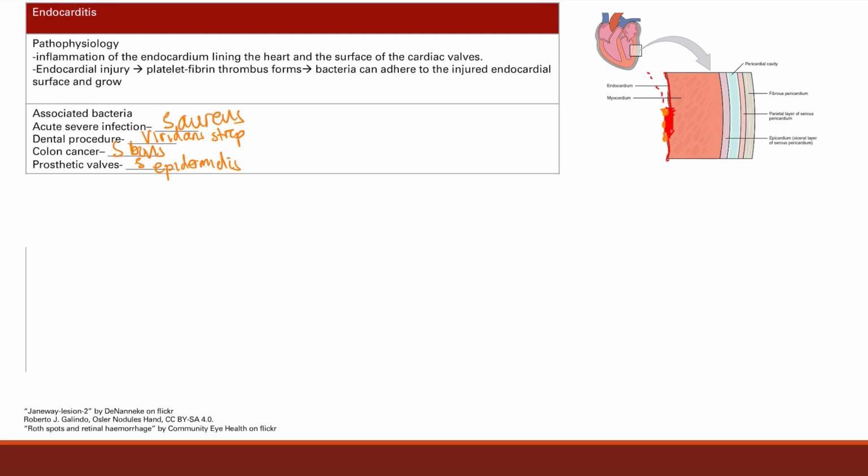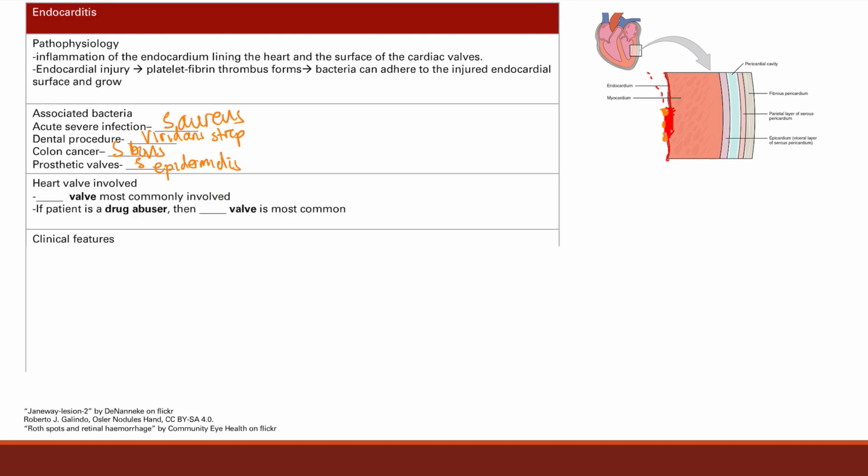Now, which heart valve is most commonly involved? The mitral valve is most commonly involved. However, if the patient is a drug abuser, then what valve is most commonly involved? It's the tricuspid. And why is that? Well, the way I think about it is, where do you inject your heroin? Do you inject into your veins or arteries? You inject into your veins.